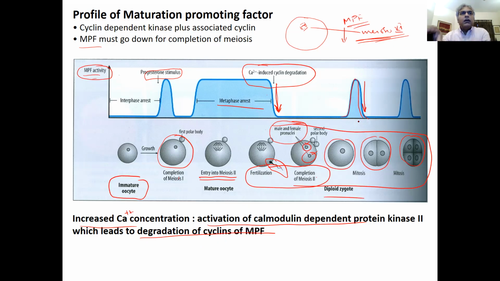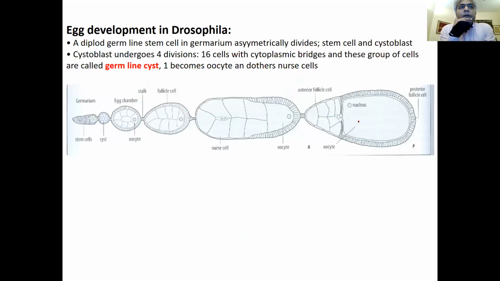So we come back to fruit flies and try to see how oocyte formation takes place in the fruit flies. I wanted to have this slide in the last lecture, but I missed it. So what you have is a diploid germline stem cell in the germarium, which is here. So this is the germarium of the fruit fly.